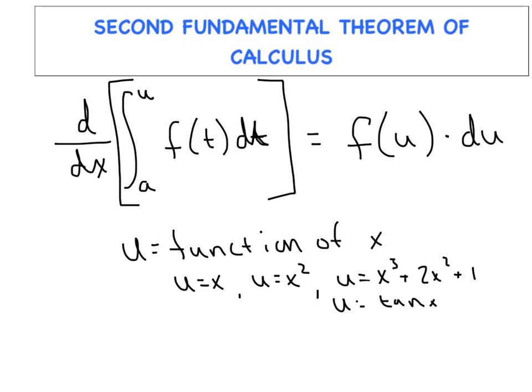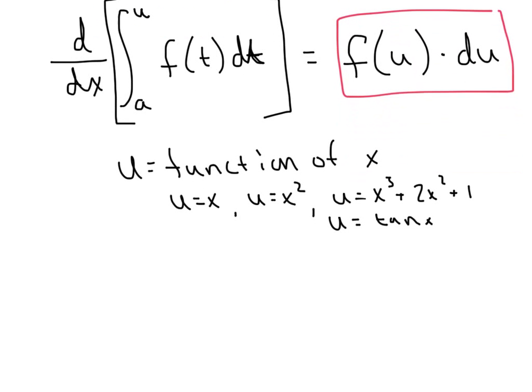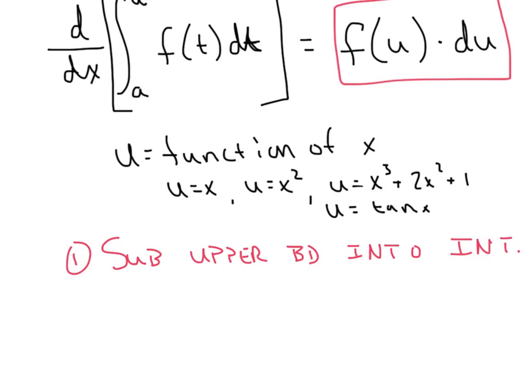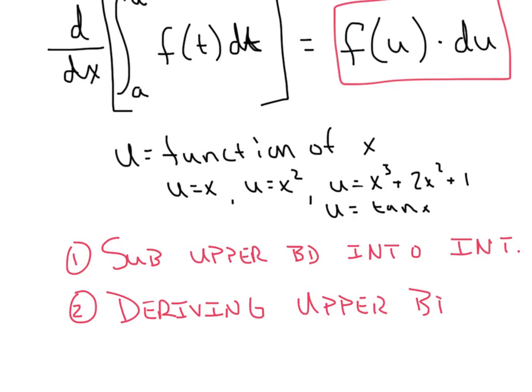And basically you'll notice there's two things that are happening over here. Number one, you are substituting the upper bound into the integrand. All right? And then step two is you're also deriving the upper bound. So those are the two things that are really taking place right here. f of u says you substitute the upper bound into the integrand, and then du says you derive the upper bound. So the only thing left to do is to practice a bunch of these.